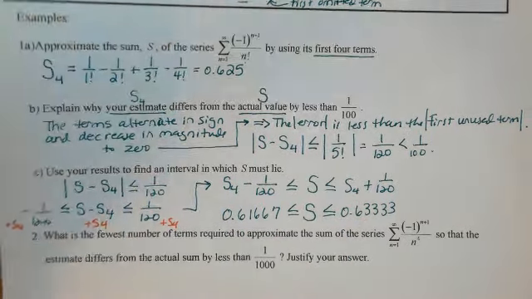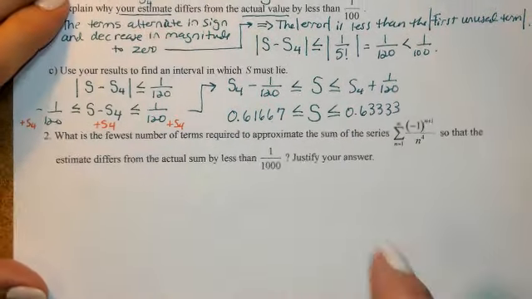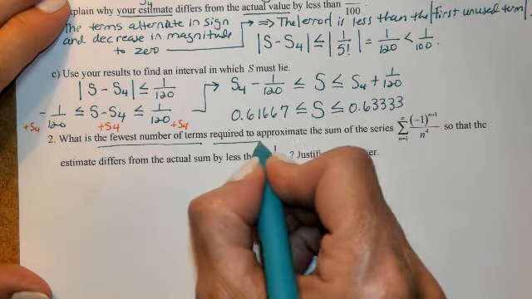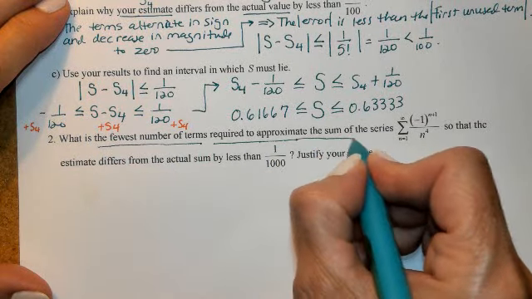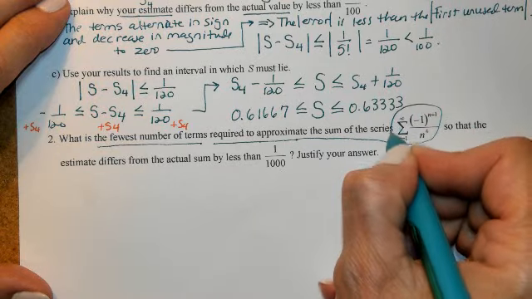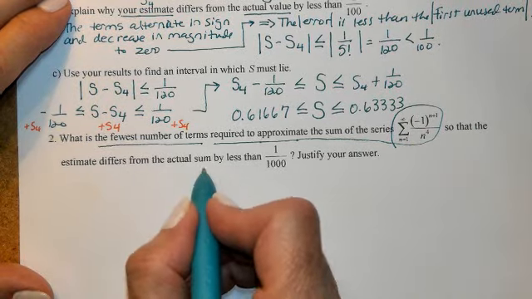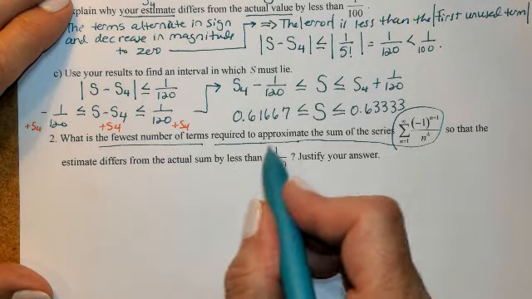All right, number 2. What is the fewest number of terms required to approximate the sum of this series so that the estimate differs from the actual sum by less than 1 over 1,000?